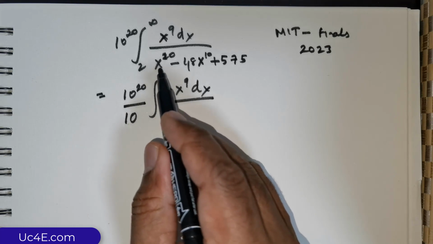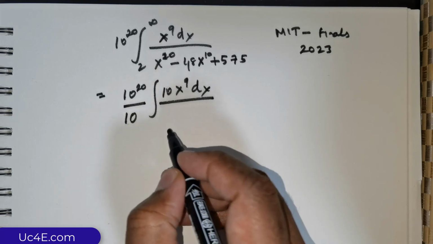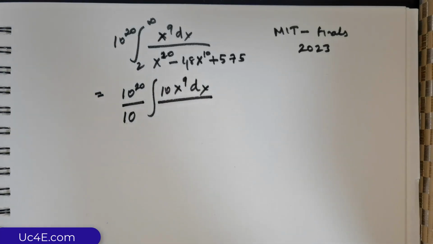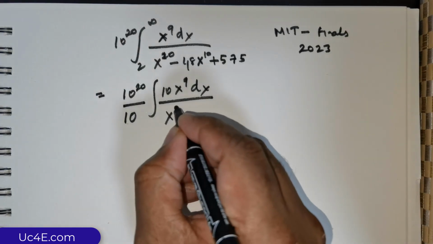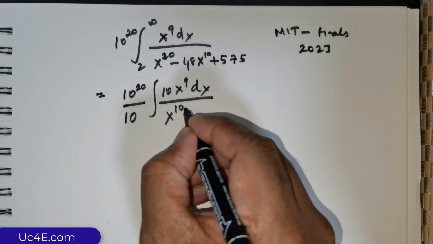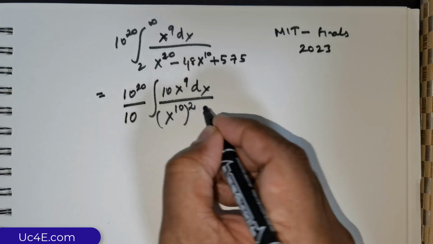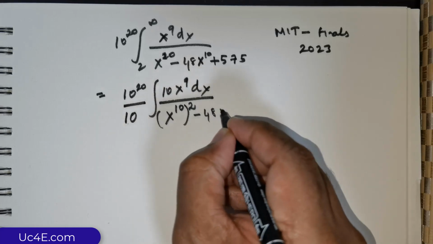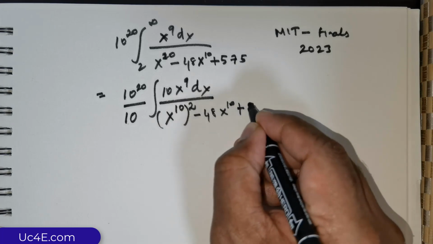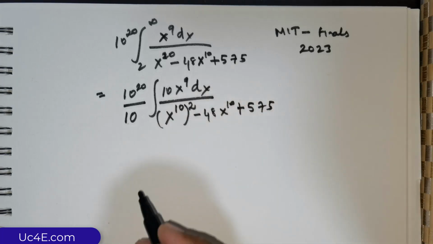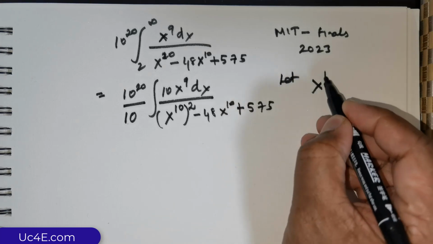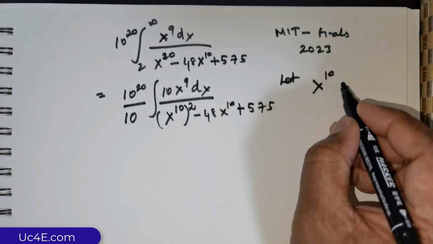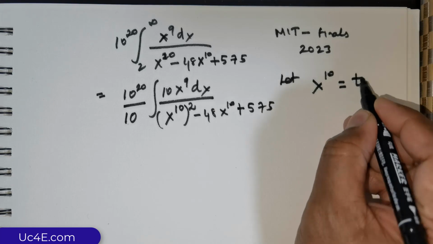Now I'm going to rewrite x raised to the power of 20 as, let me write it in this fashion, x raised to the power of 10 the whole raised to the power of 2 minus 48 x raised to the power of 10 plus 575. So let me make the substitution. Let x raised to the power of 10 be equal to some t.